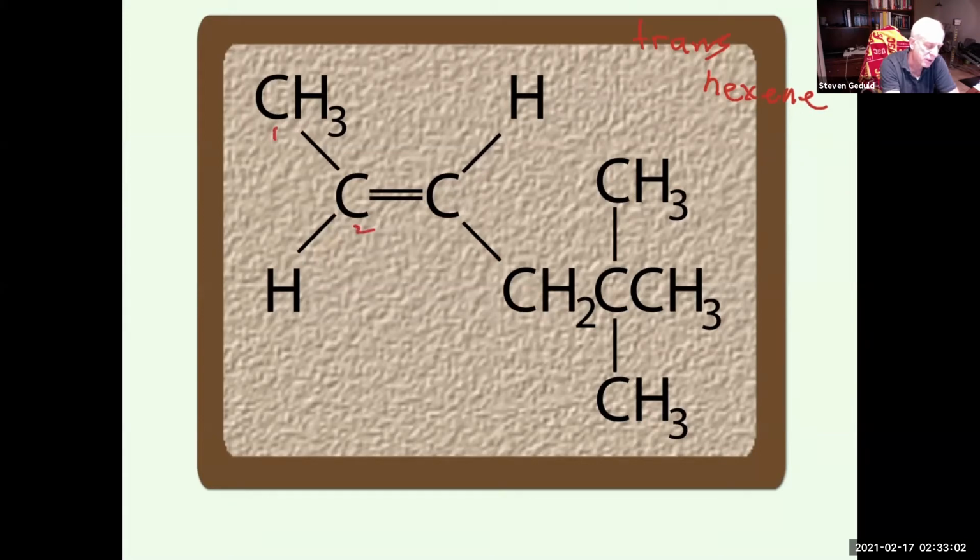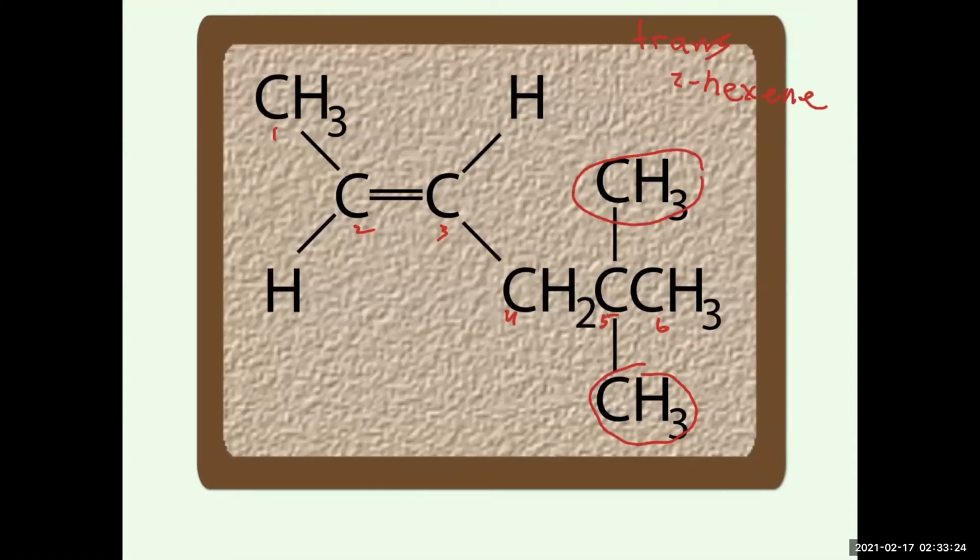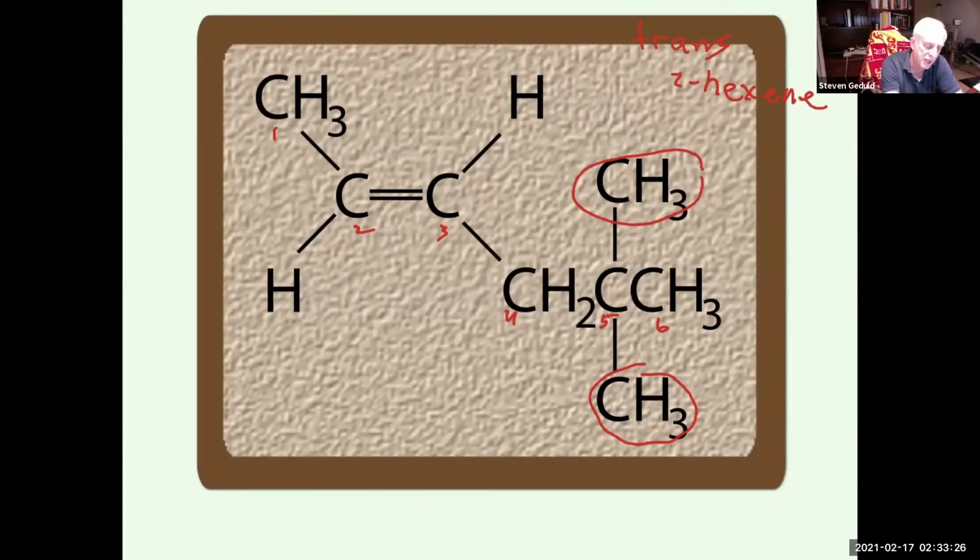Good, that's 2, 3, 4, 5, and that's 6. So it's a 2-hexene. And there are substituent groups here and here. What are those substituent groups? 5,5-dimethyl. Perfect. Exactly right. It's dimethyl, and they're at number 5. There are 2 of them there, 5,5-dimethyl.